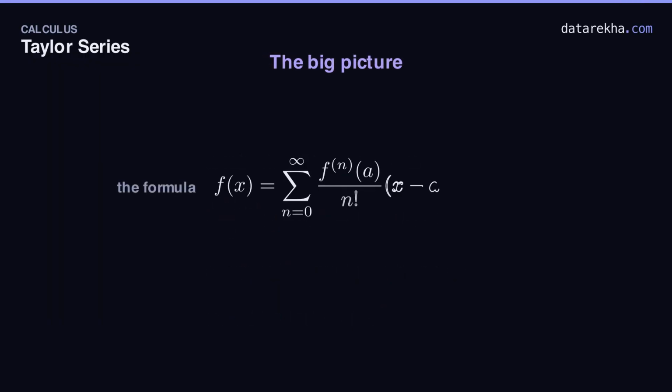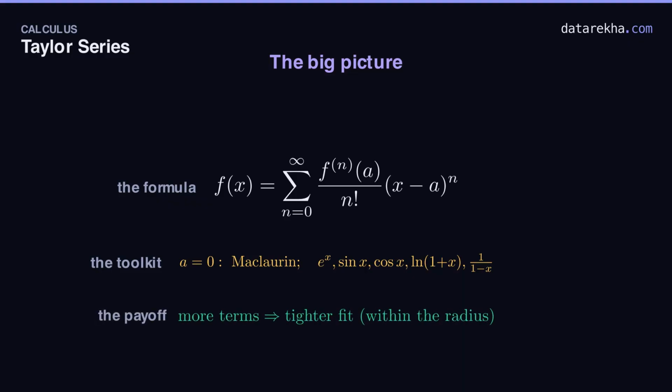Let's lock it in. A Taylor series rebuilds a smooth function from its derivatives at a point. The sum of the nth derivative at a over n factorial times x minus a to the n. Center it at 0 and it's called Maclaurin. Keep the 5 standard series close. E to the x, sine, cosine, log of 1 plus x, and 1 over 1 minus x. And the heart of it all. Matching more derivatives means a tighter fit over a wider window, as long as you stay inside the radius of convergence. Hold those 3 lines, and Taylor series become a tool you reach for without thinking.